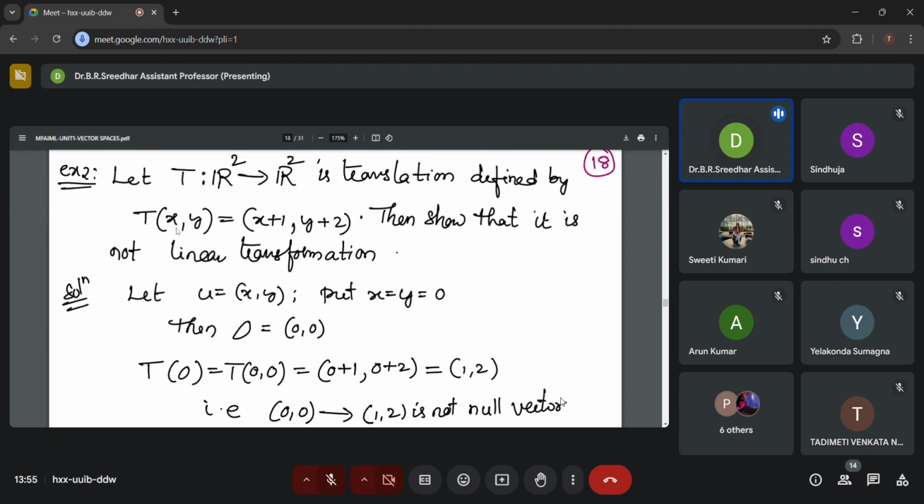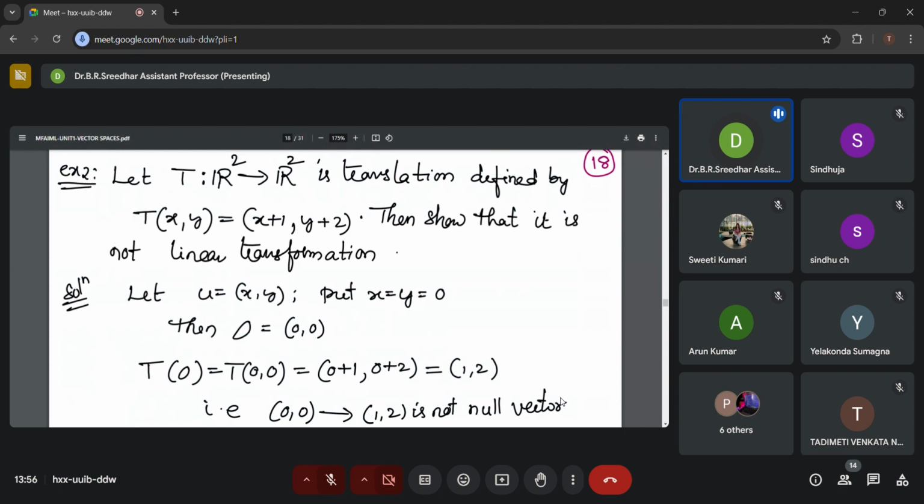T of x comma y, the image in the codomain, is x plus 1, y plus 2. X and y are in the V vector space; x plus 1 and y plus 2 are in the U vector space. With reference to T, I mapped x with x plus 1 and I mapped y with y plus 2. Isn't that the meaning of this statement? Now I took x and y as 0, 0. By replacing x by 0 and y by 0, what is its image? 1, 2, no?